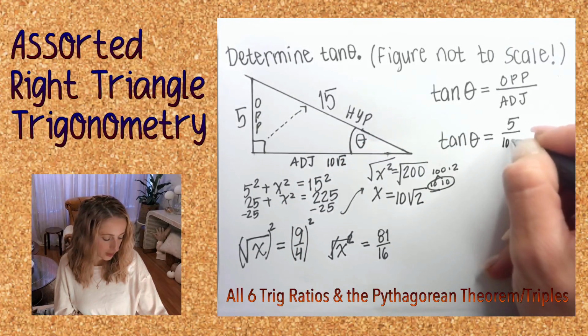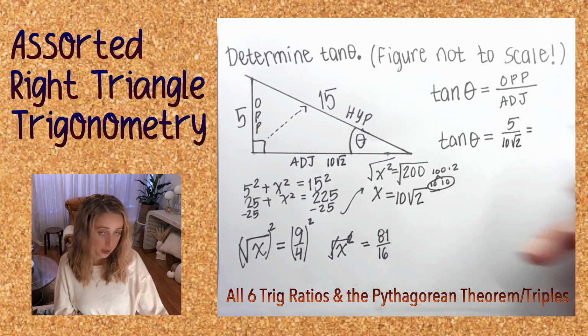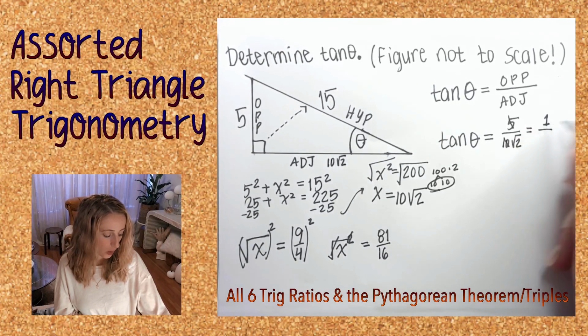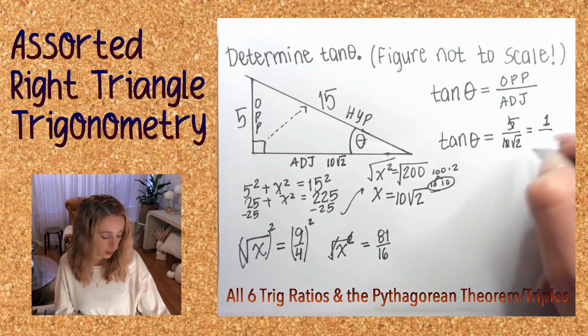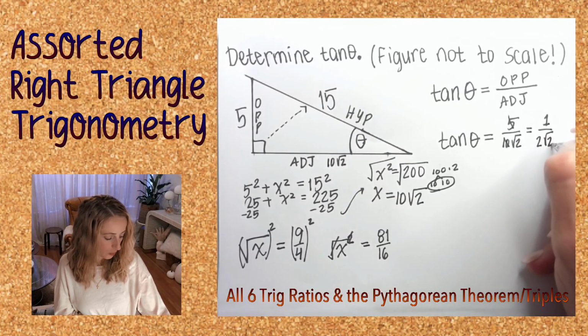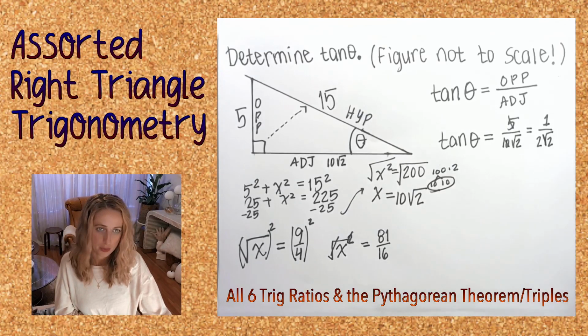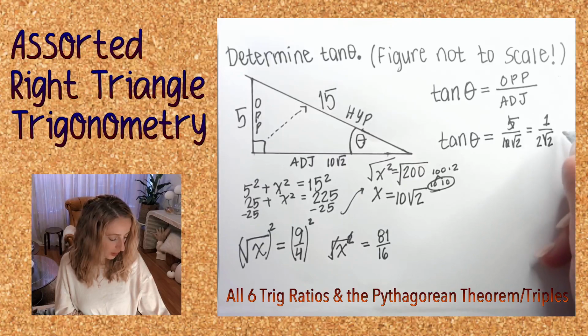So 5 over 10 radical 2. I can simplify. I can reduce 5 from top and bottom. That leaves you a 1 on top, not a 0. Don't be silly. 2 root 2. Oh my goodness, we have a radical in our denominator. That is definitely not allowed. For a rant on that, see a future video.